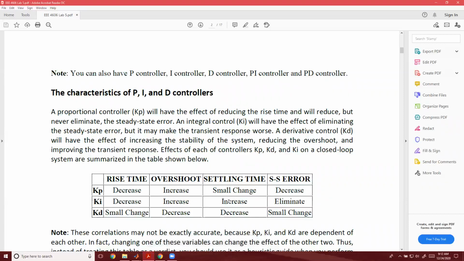So the time it takes for the response to settle on its final value. But the advantage of the integral controller is that it will eliminate steady state error. Okay, it will completely eliminate any steady state error that our system might have. That's why we want to use it. And if you look at the KD controller, we can see that it reduces overshoot and it reduces settling time.